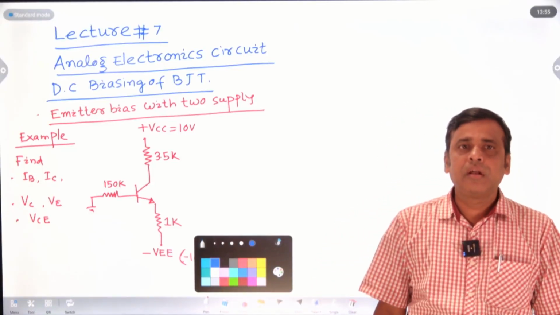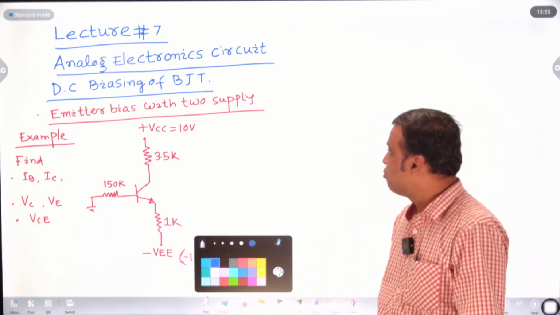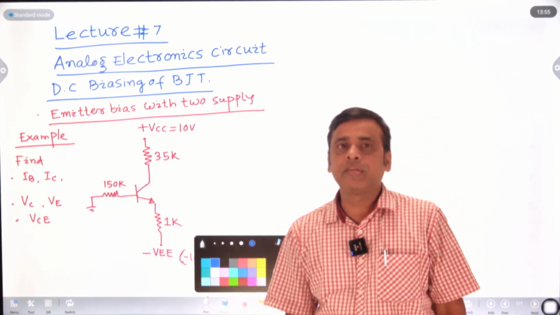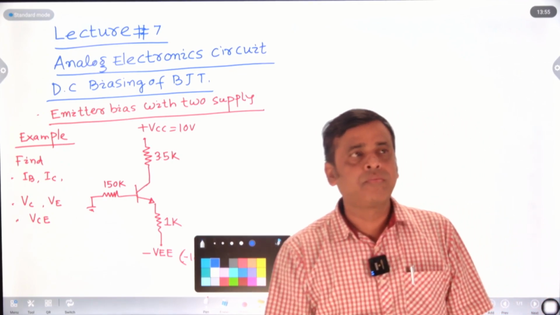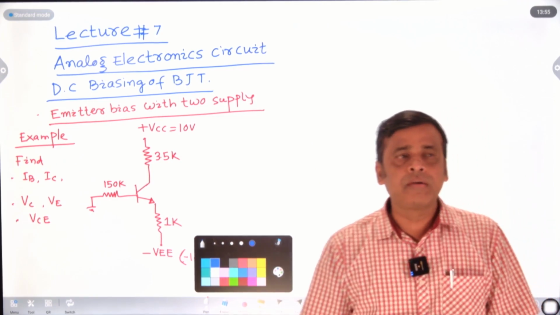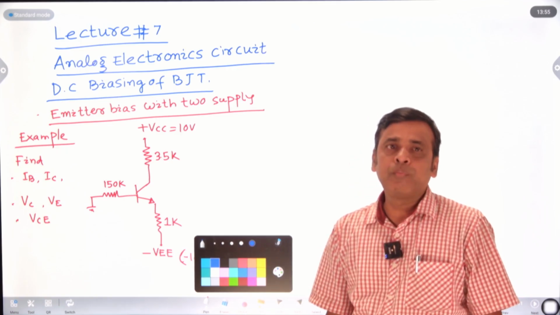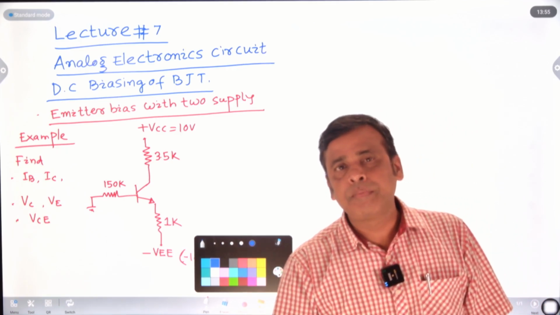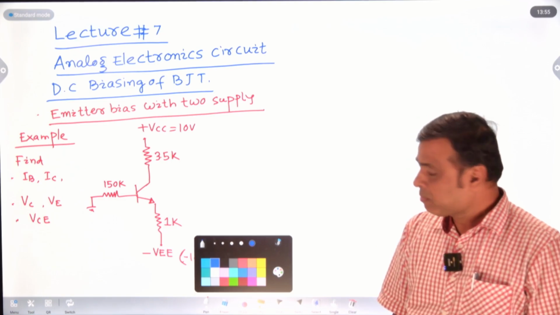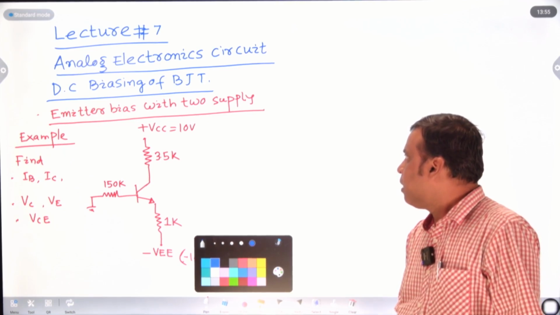Hello students, today we will discuss emitter bias with two supplies. In previous biasing methods we have already discussed four biasing methods: fixed bias, collector to base bias or feedback bias, emitter bias, and voltage divider biasing. Of the four, voltage divider biasing is the most suitable, because the Q point or operating point is independent of variation in transistor parameters like leakage current, beta, and VBE.